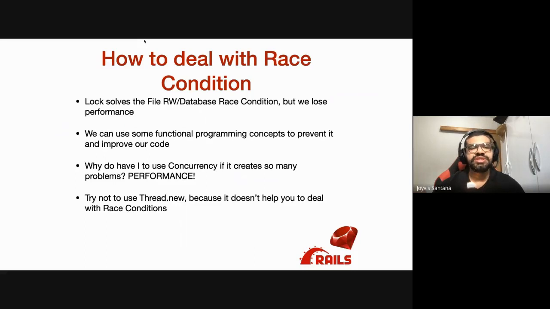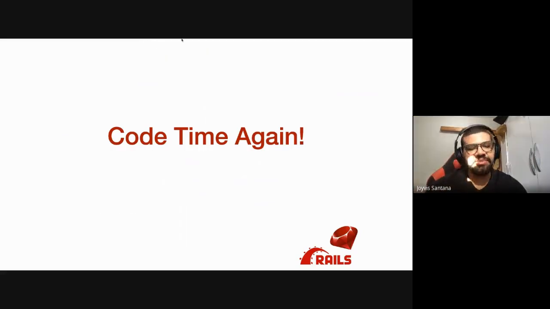Another important thing: try not to use Thread.new, because it doesn't help you deal with race conditions. As we saw, we had to deal with the race condition manually. Actually, we have a lot of good gems to help us with that. There are probably a bunch of programmers who have been working to solve that kind of problem for many years, and in this situation it's safer to use a gem than to do all the work manually, and I will show you. Okay, code time again.